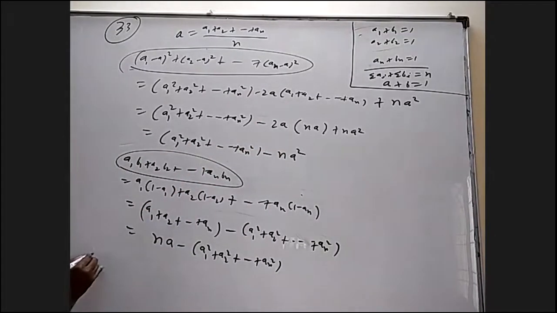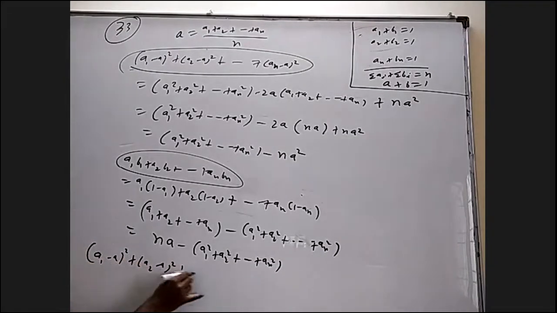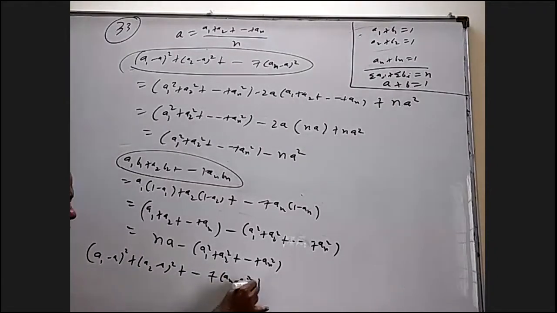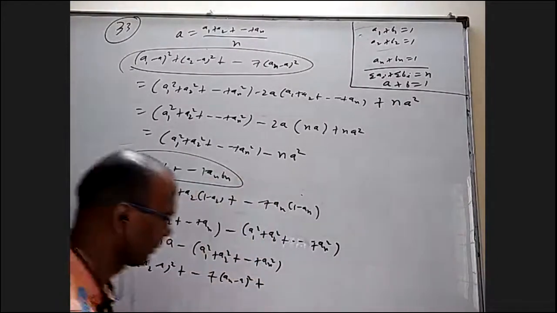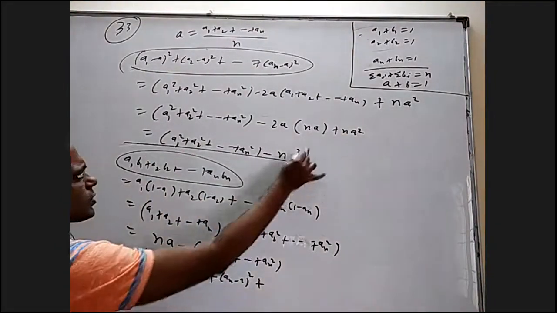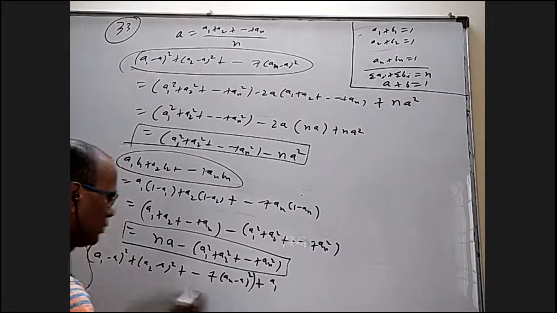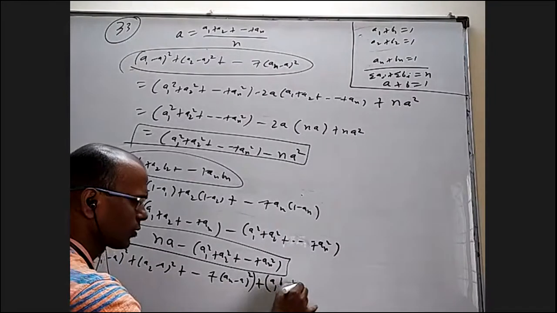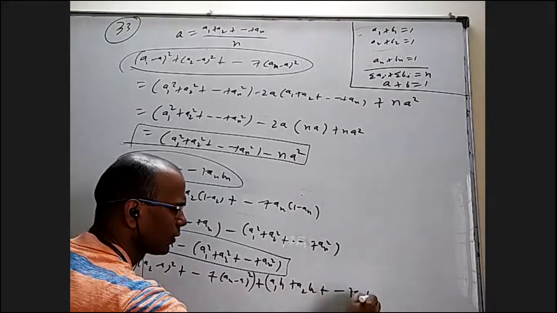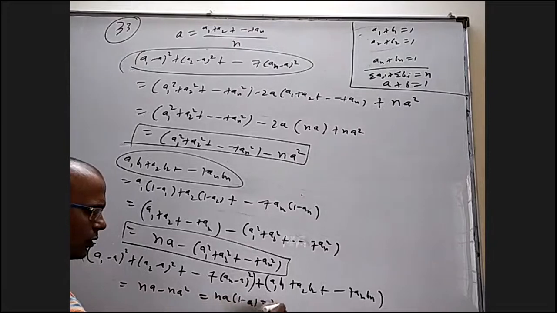So a1 minus a whole square plus a2 minus a whole square so on up to an minus a whole square plus this one. So I'm adding this and this, plus a1 b1 plus a2 b2 so on up to an bn, is na minus na square, which is na into 1 minus a, which is nab.